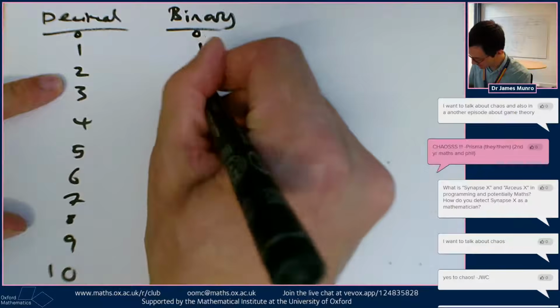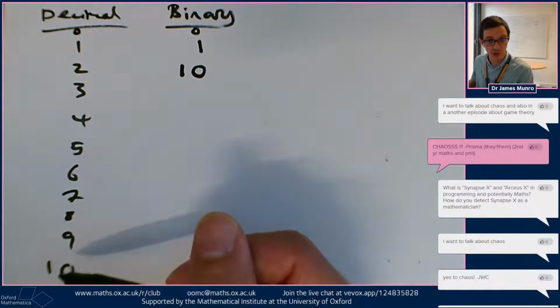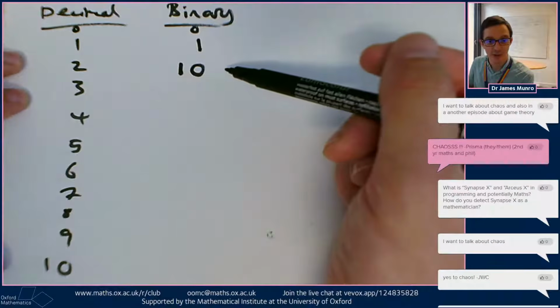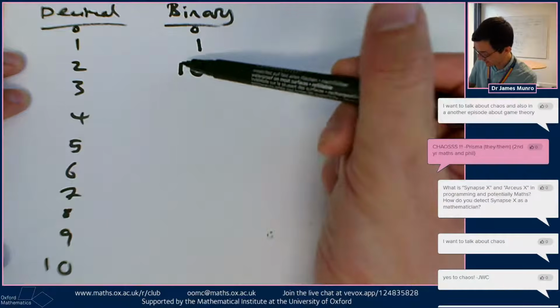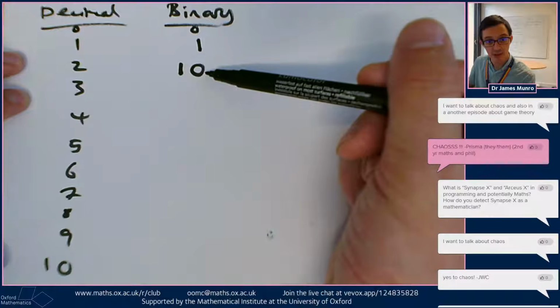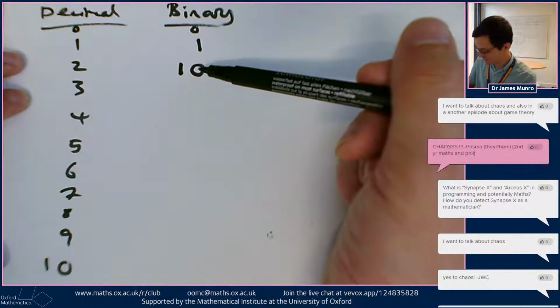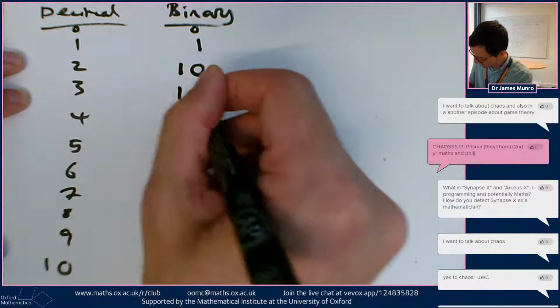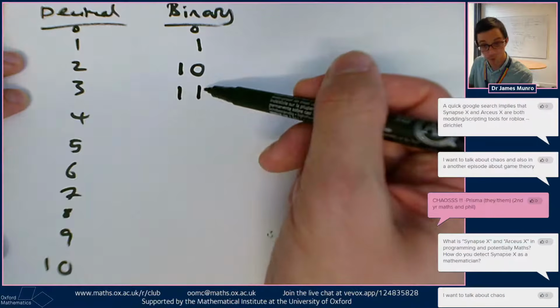The next column is worth 2. In decimal, the next column is worth 10. In binary, the next column is worth 2. And so that's how you write the number 2 in binary. The way you read that is 1 lot of 2 and 0 lots of 1, just like how in decimal that would mean 1 lot of 10 and 0 lots of 1. And then 3 is an extra 1 on there, so that's 1 lot of 2 and 1 one.